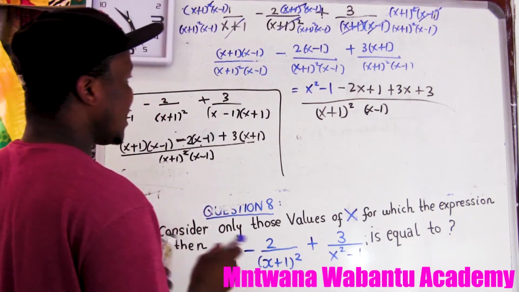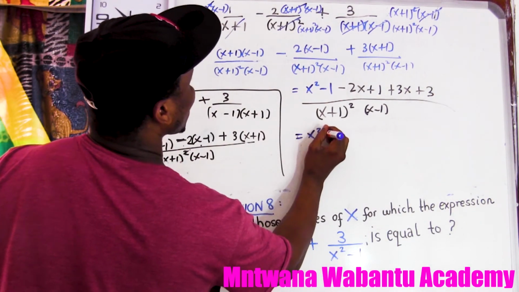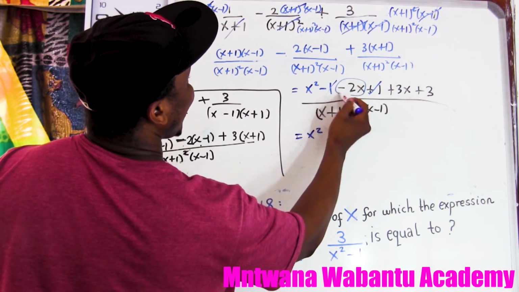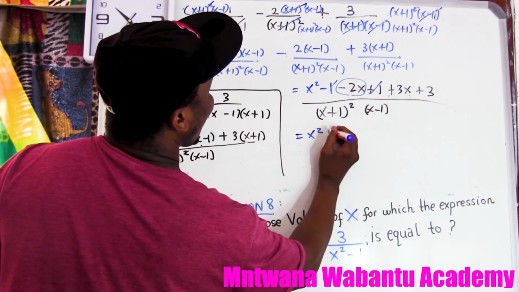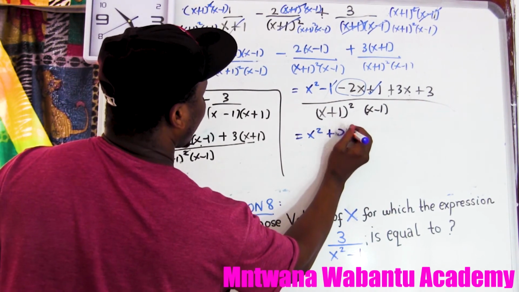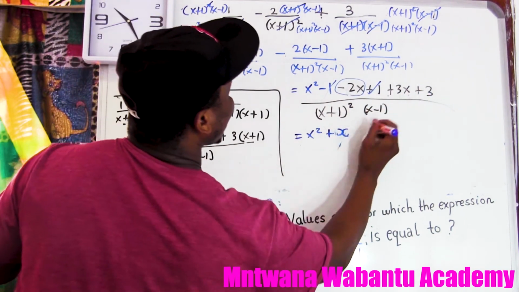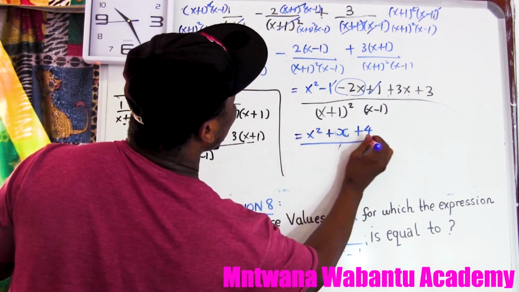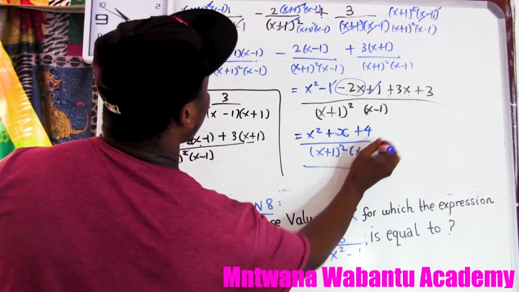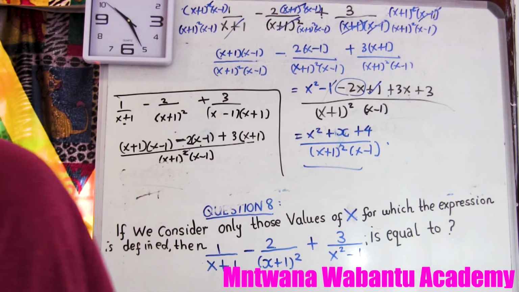So when you put them together, this is going to be x squared. Now let's go. This and this cancel because it's going to be the same thing. Now we go 2x plus 3x equal to 1x. So plus x. 1 plus 3 equal to 4. Now you come to the denominator. You write x plus 1 squared and then x minus 1. And this is going to be our final answer.